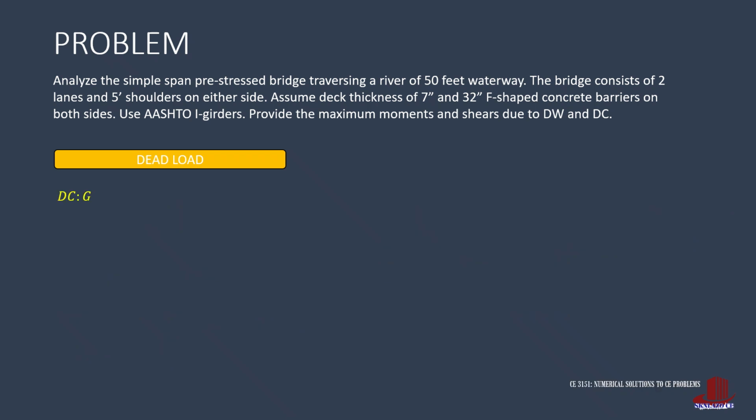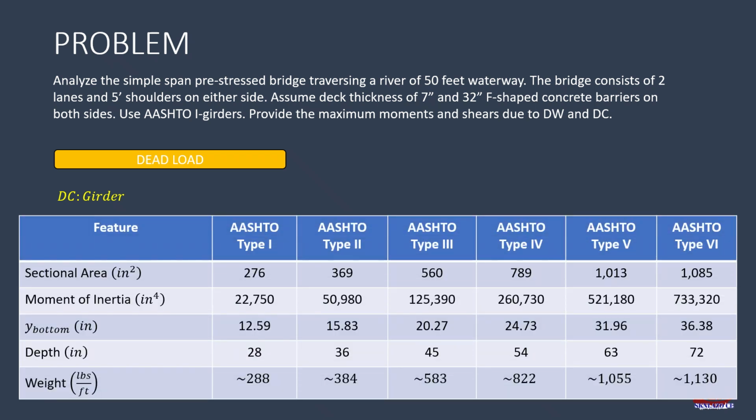The last component from the cross-section is the girder, where the dead load is taken from the properties of the I-girder. Type 2 girder shows the weight of 384 pounds per foot, which is then converted into 0.384 kip per foot.